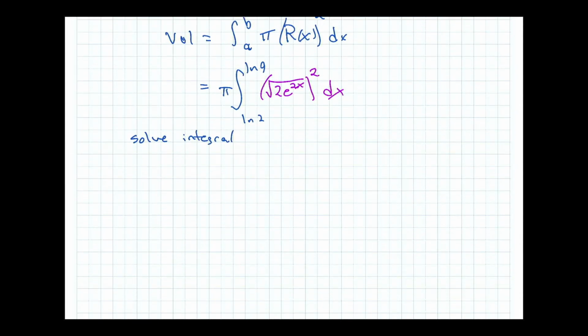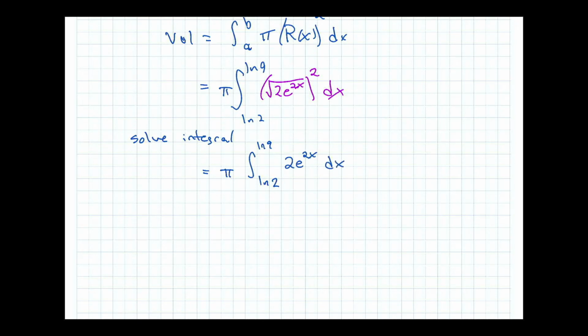Solve the integral. Before I solve the integral, I need to do a little bit of simplifying here. You've got to square this, right? It's r of x squared. So you square the square root, they just cancel. You get 2e to the 2x.